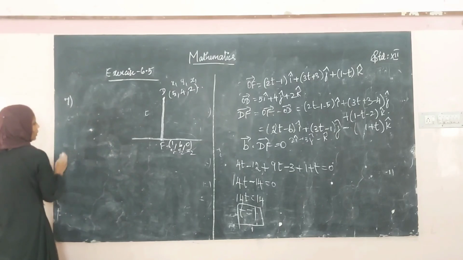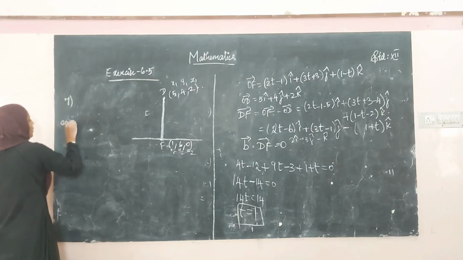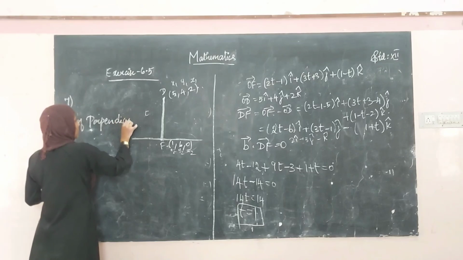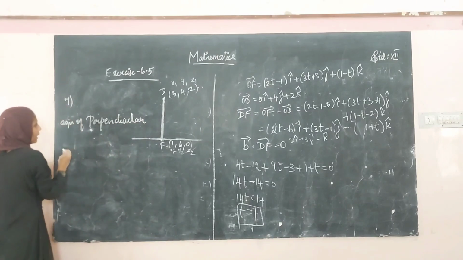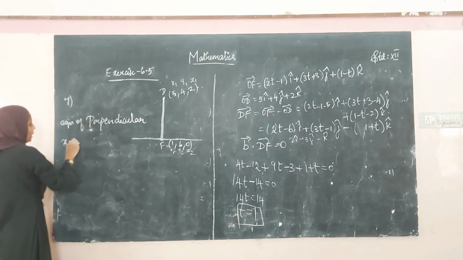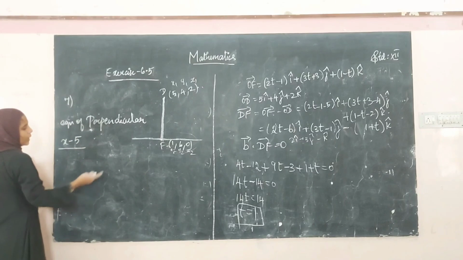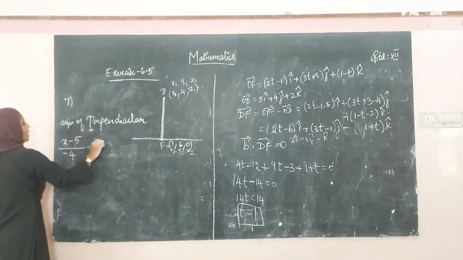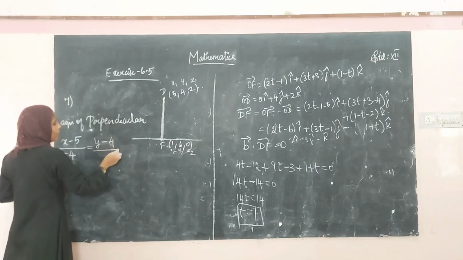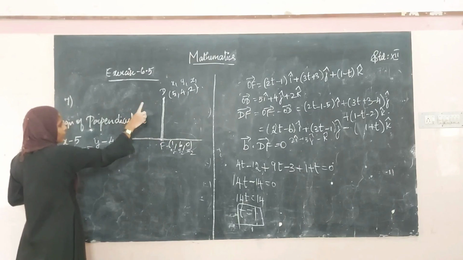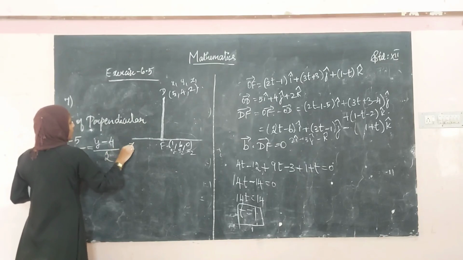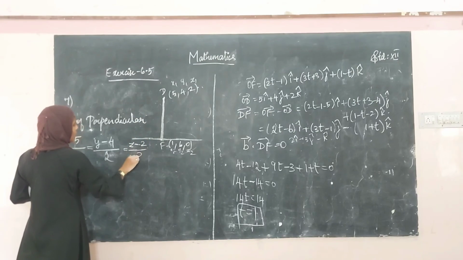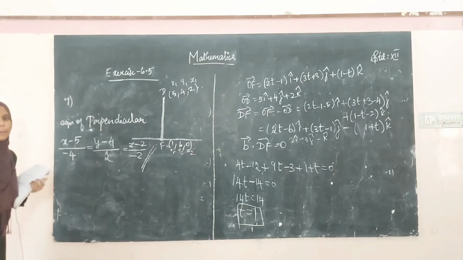So what is the equation of the perpendicular? The equation of the perpendicular is given as (x minus x1, which is 5) divided by (x2 minus x1), x2 is 1, 1 minus 5 is minus 4, equal to (y minus y1, which is 4) divided by (y2 is 6, y1 is 4, 6 minus 4 is 2), equal to (z minus, what is z1? 2) divided by (z2 minus z1), 0 minus 2 is minus 2. So this is the required equation of the perpendicular.